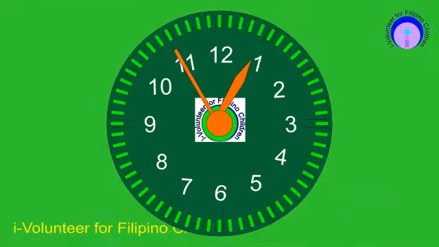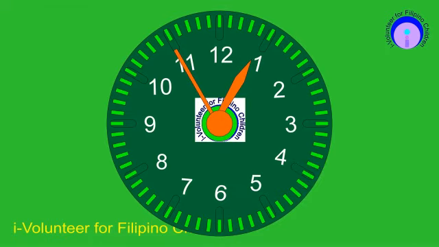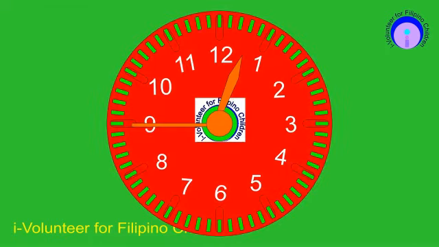Now, can you tell me what time is it? You can answer by saying, the time is... That's correct. The time is 12:55. Now it's your turn. What time is it? The time is 12:45, or it can be read as 15 minutes before 1 o'clock. It could also be read as quarter before 1.